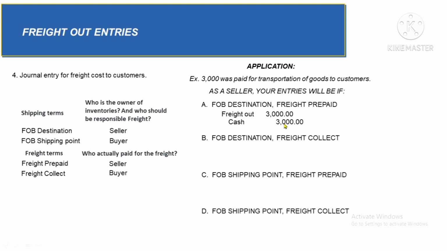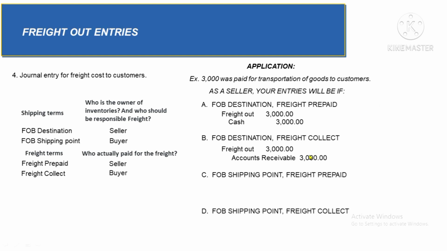The second possible combination of shipping terms is FOB destination freight collect, which means that the one responsible for the freight is the seller, but the one who actually paid for the freight is the buyer. So as a seller, your entry will be debit freight out and credit the accounts receivable. Now, the accounts receivable from the customer is decreased here because again, your responsibility was actually satisfied by your customer. I hope it is clear.